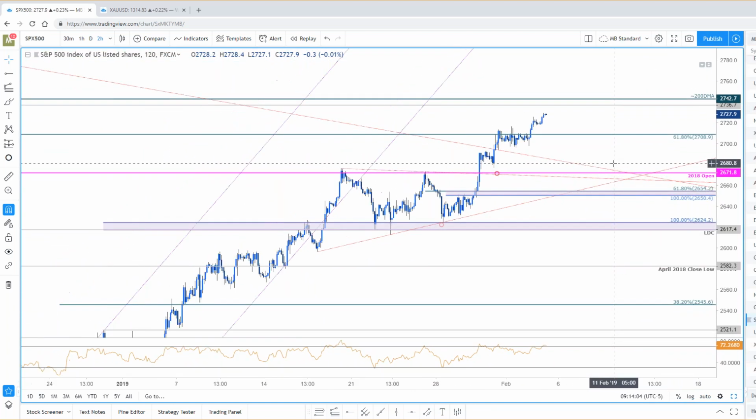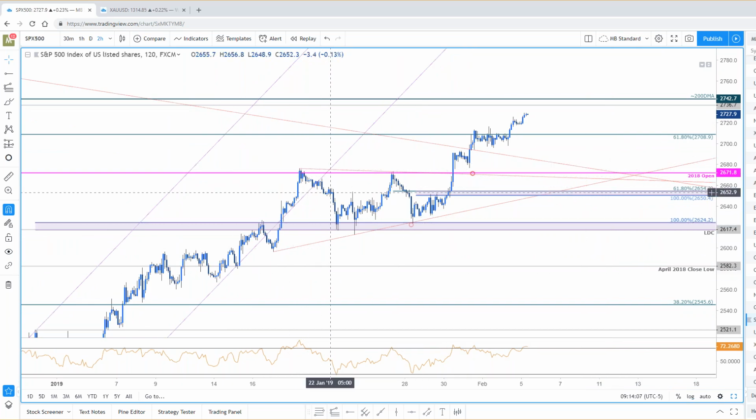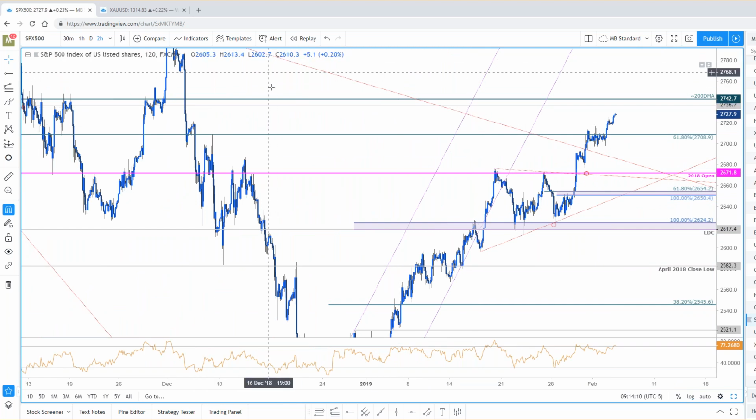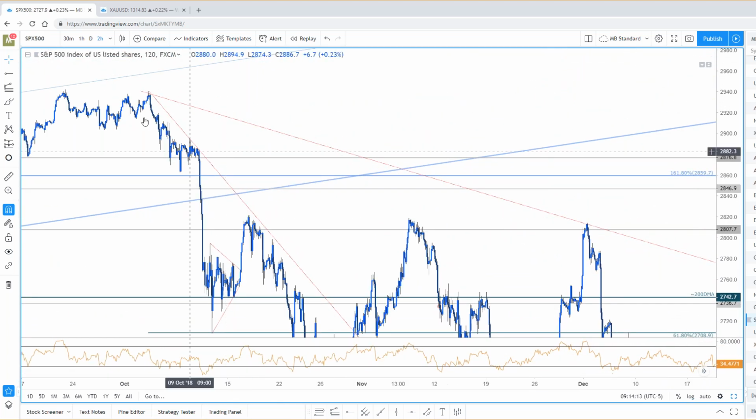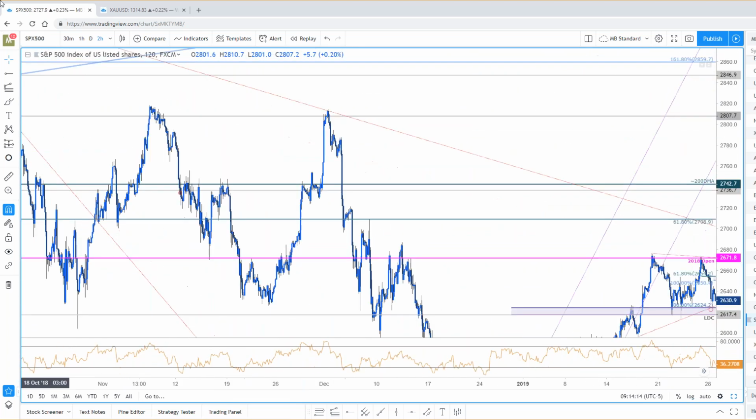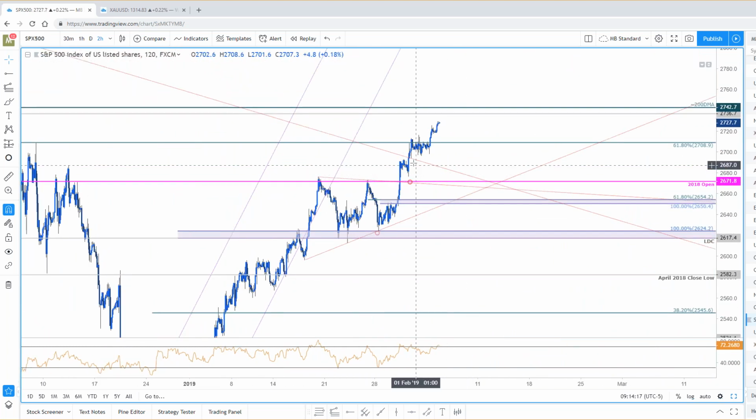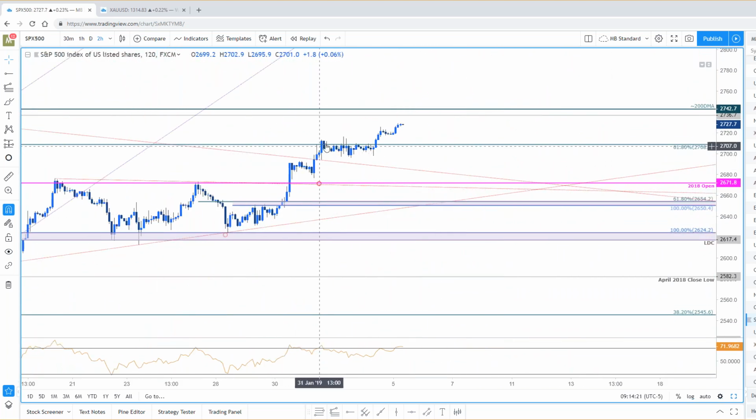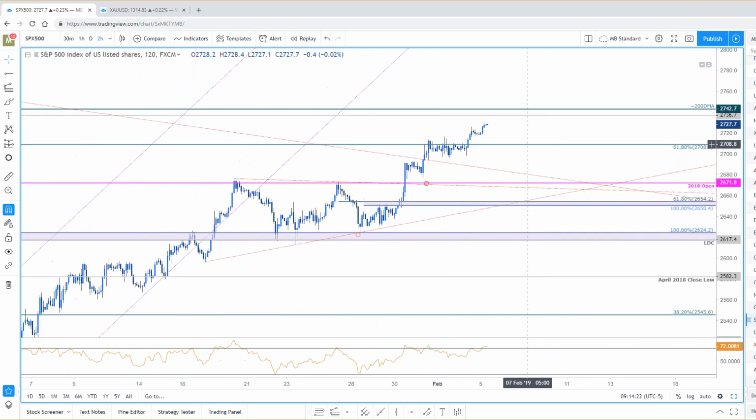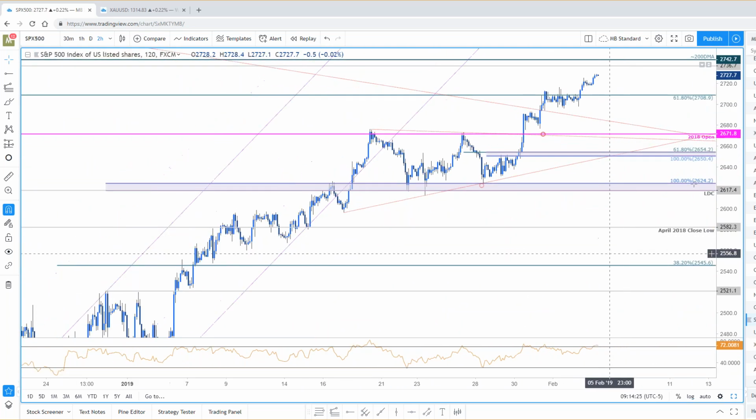Really not much to do here if you're not already long. Here's the triangle breakout, near-term consolidation. There was the break of the longer-term slope resistance, right? That's off the highs that we made back here in October of last year. There's the breach. Yeah, another near-term consolidation as you opened up the week. Here's the topside breach.